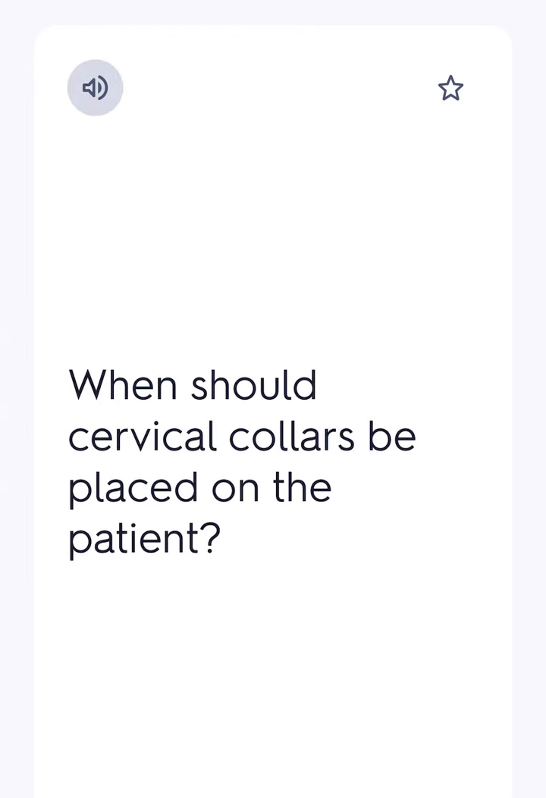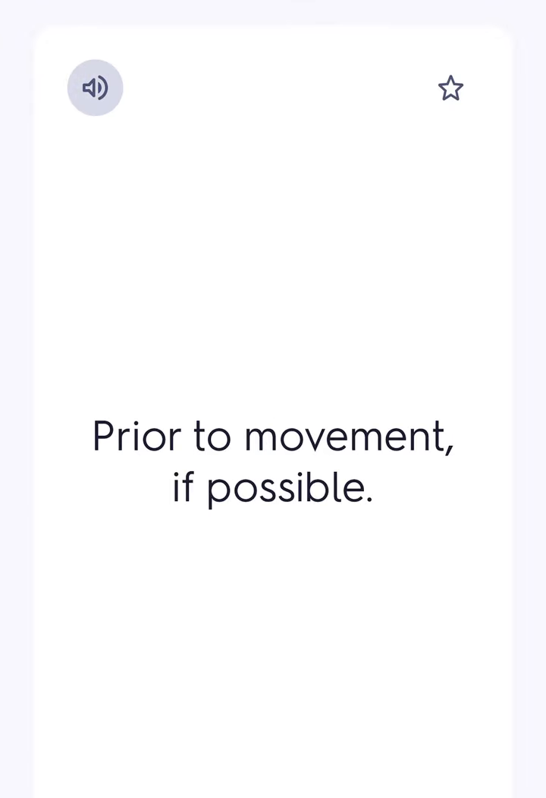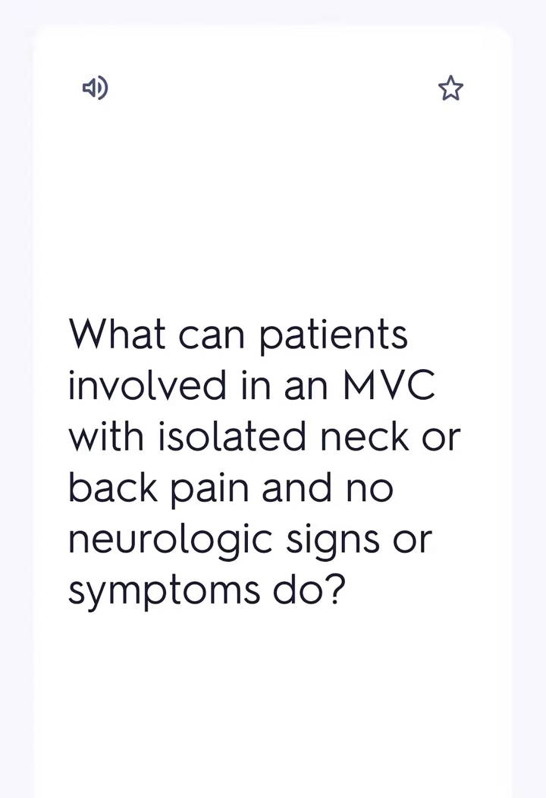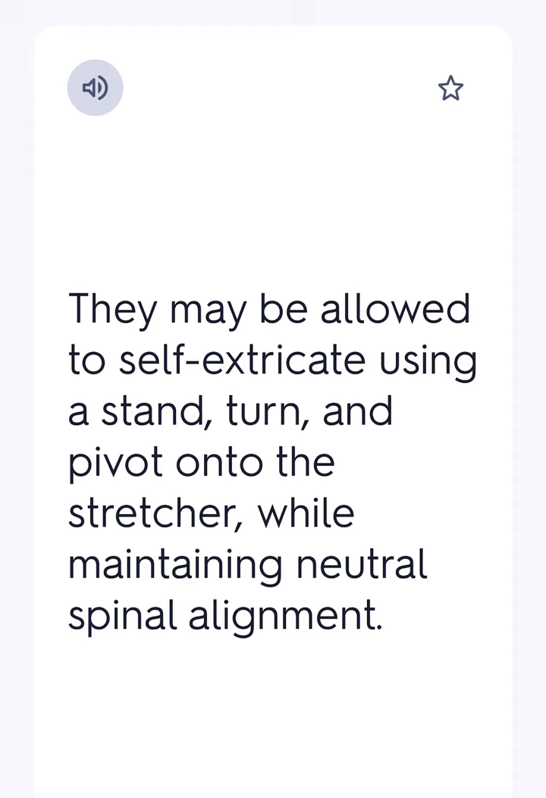When should cervical collars be placed on the patient? Prior to movement, if possible. What can patients involved in an MVC with isolated neck or back pain and no neurologic signs or symptoms do? They may be allowed to self-extricate using a stand, turn, and pivot onto the stretcher while maintaining neutral spinal alignment.